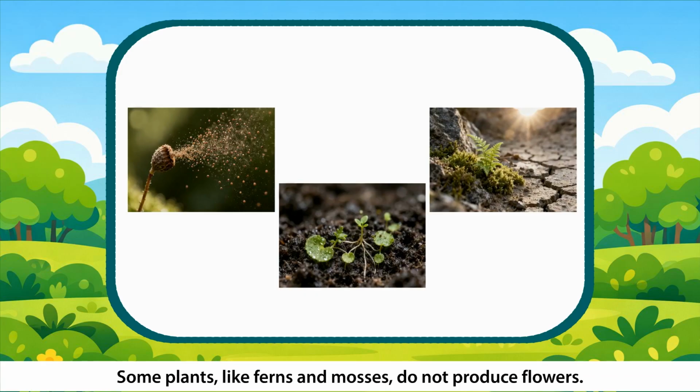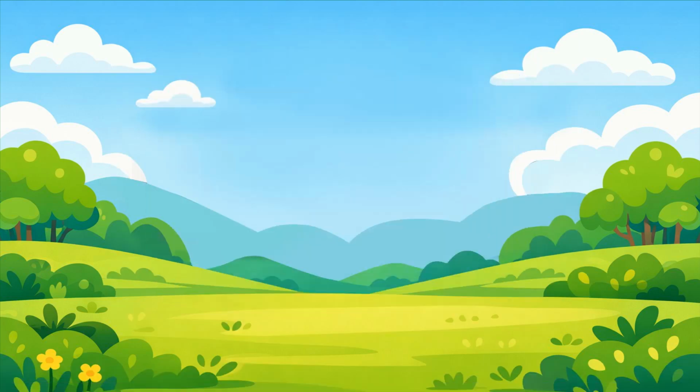Reproduction from spores. Some plants like ferns and mosses do not produce flowers. These are called non-flowering plants. They reproduce using spores, which are tiny, round structures. The spores spread out and grow into new plants. They can survive for a long time in unfavorable conditions.